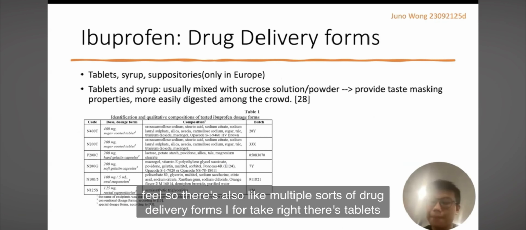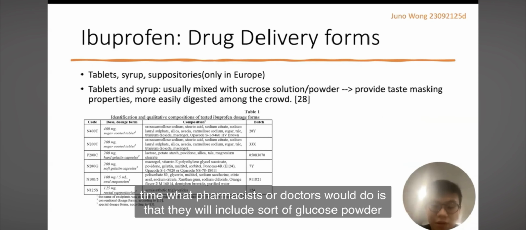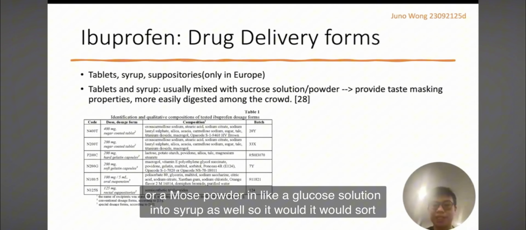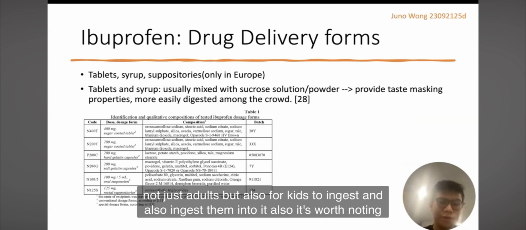So there are also multiple drug delivery forms that ibuprofen can take, right? There are tablets or syrup or suppositories even, but they only exist in Europe. So for tablets and syrup, most of the time what pharmacists or doctors would do is include glucose powder or maltodextrin powder, or a glucose solution in the syrup as well. So it would provide a taste masking property to this tablet or drug to make sure that it's easier for not just adults but also for kids to ingest.